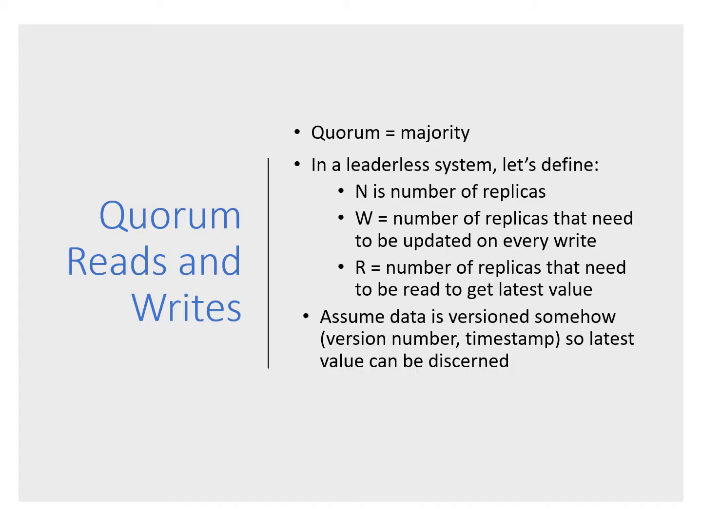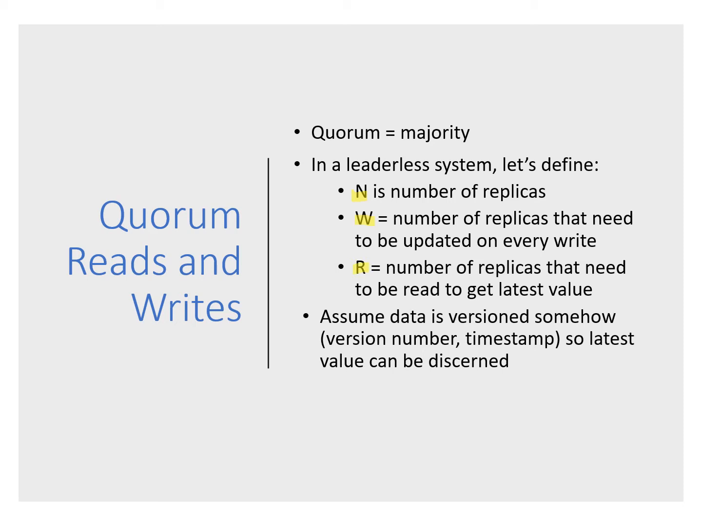One way to coordinate reads and writes across replicas in a distributed database is to use the notion of quorums, or majorities. So in a leaderless system, let's define the values of N, W, and R, where N is the number of replicas, W is the number of replicas that need to be updated on every given write. Of course, W is less than N, and so similarly, R is the number of replicas that need to be read to get the latest value.